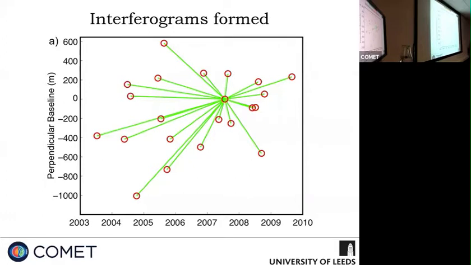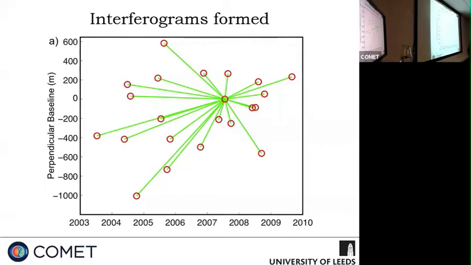Because if you just do it on time, you might end up picking this one, and then you might end up with a perpendicular baseline between this image and this image that are very close in time, but actually almost 1.5 kilometers apart. And for some satellites, that means it's completely decorrelated whatever you do. So it depends.